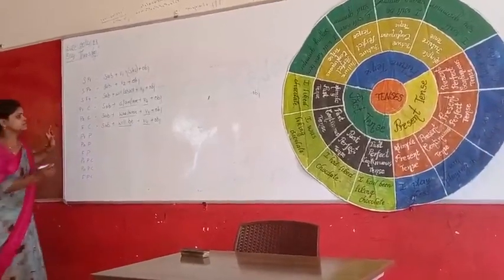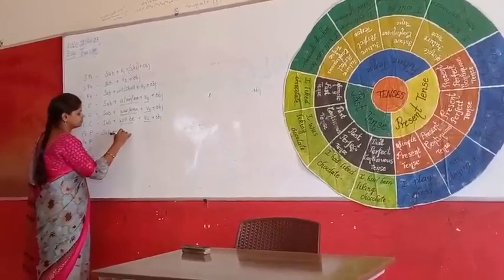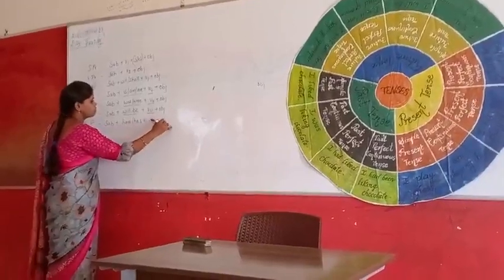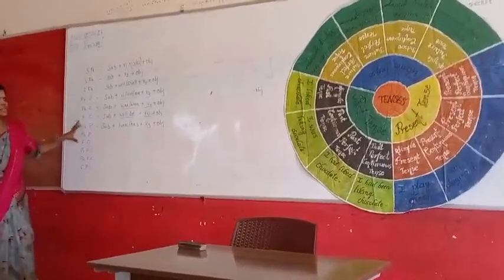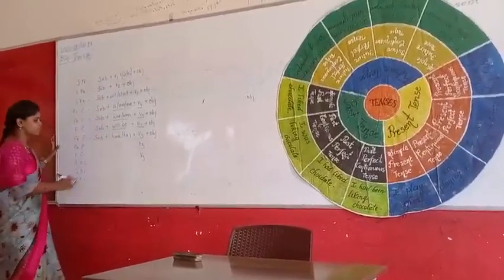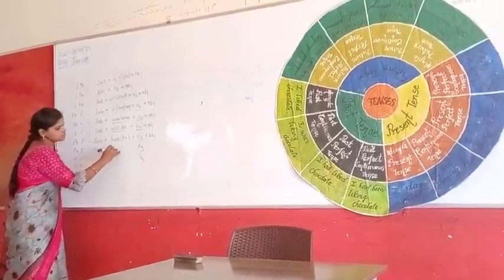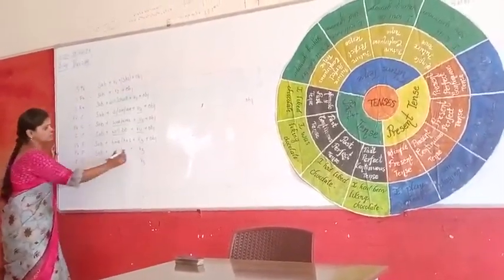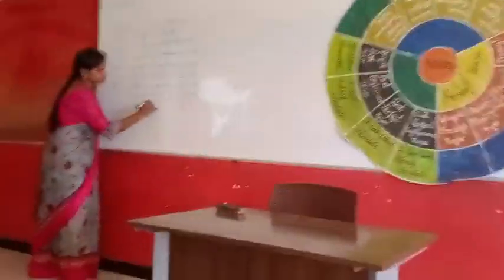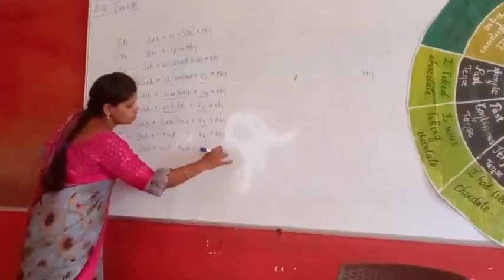Next is present perfect: subject plus have or has plus V3 plus object. Here the perfect tense should compulsorily be in V3 form, in all three tenses. For present tense we use have or has. For past tense we use had plus object. For future tense, subject plus will have plus V3 plus object.